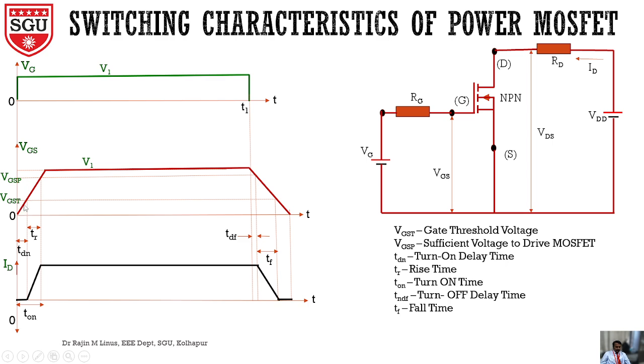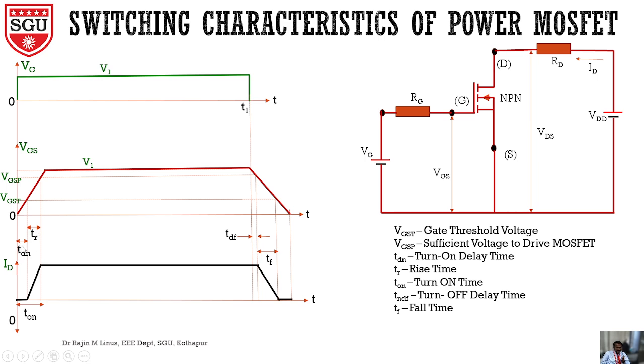When the gate source voltage increases from VGST to VGSP, ID will start to increase. The time interval between ID starting to increase and reaching the maximum value is called the rise time.